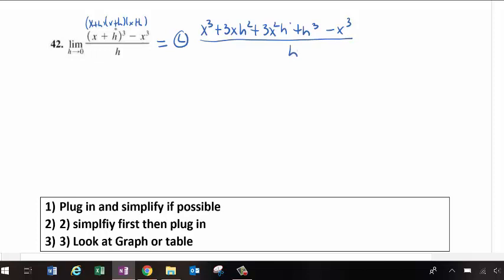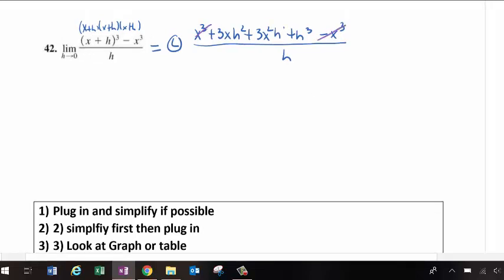What I would have done was take x plus h times x plus h, gives me x squared plus 2xh plus h squared, and then multiply again by x plus h. That's how I got those first terms. It's not x cubed plus h cubed. That's really important. So now you can see that these will cancel. And it leaves me with 3xh squared plus 3x squared h plus h cubed all over h.